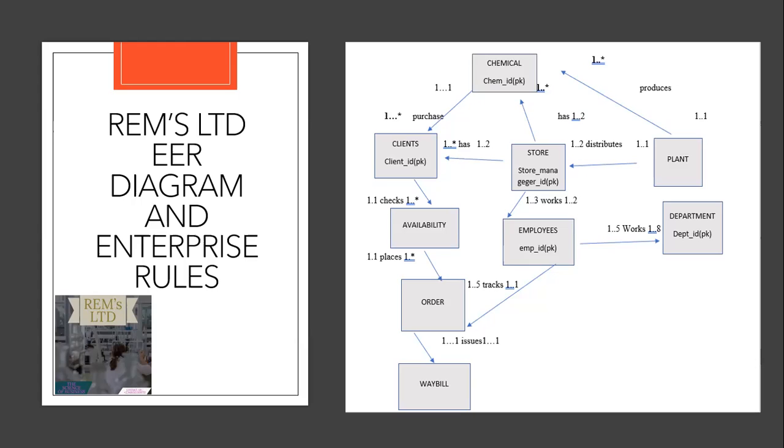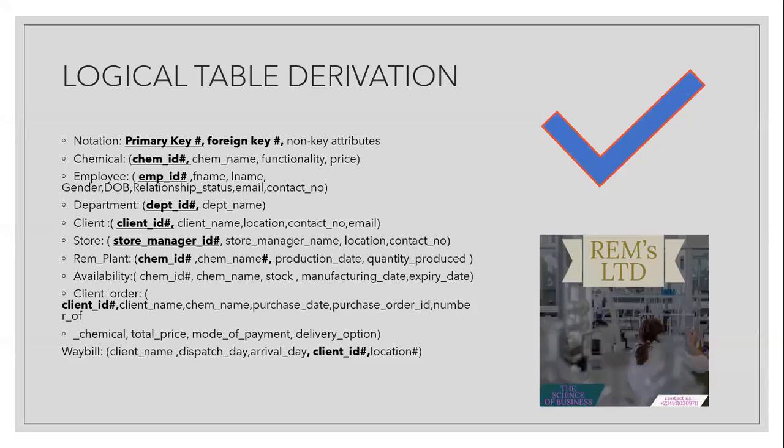Moving on, we have the logical table derivation. Here we have our logical table, and this is the notation: primary key, foreign key, and then you have non-key attributes. For our strong entities, we have chemical, employee, department, client, store. For our weak entities, we have Rem plant, availability, client order, and waybill.